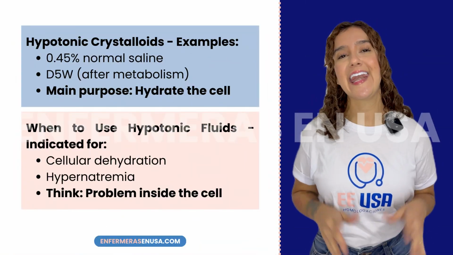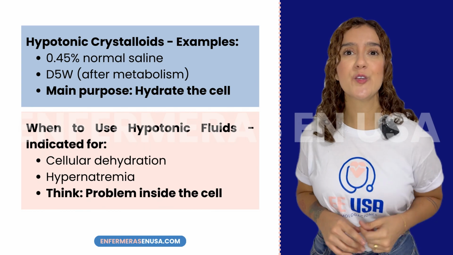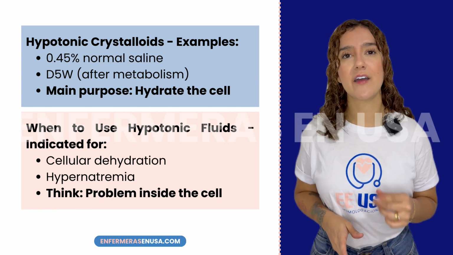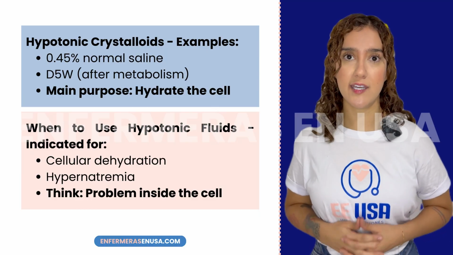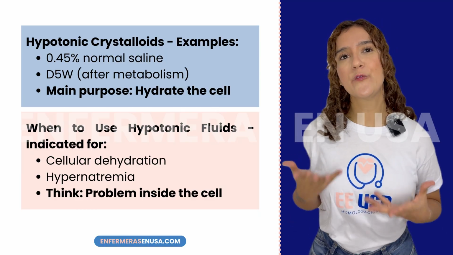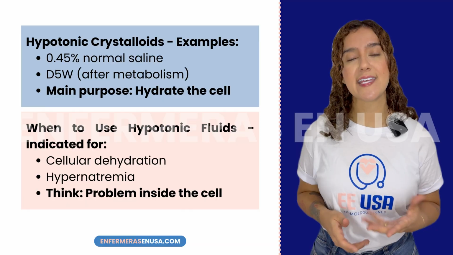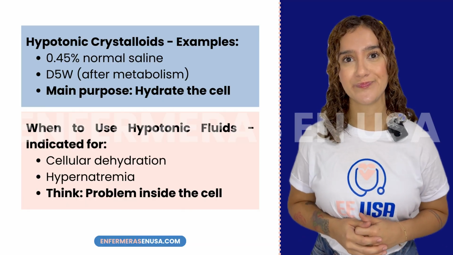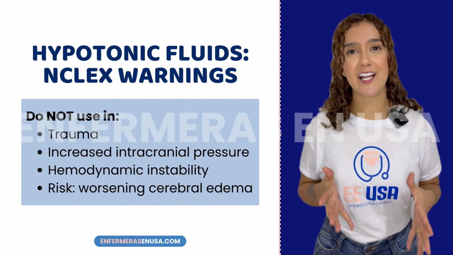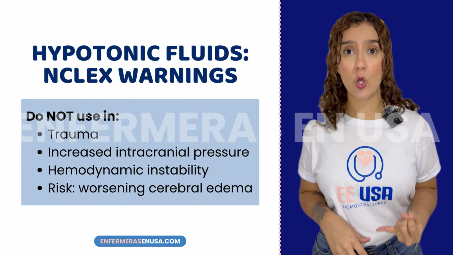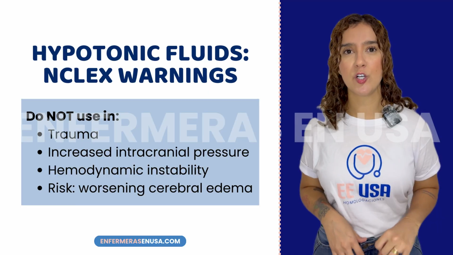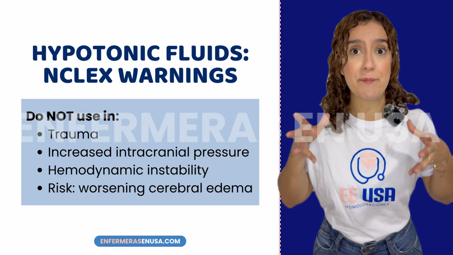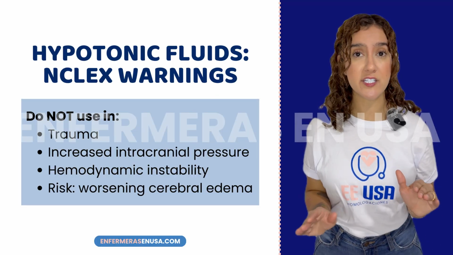Hypotonic crystalloids. Now, the ones the NCLEX wants you to use carefully. 0.45% normal saline and D5W after it is metabolized. What are they used for? When the problem is inside the cell, such as cellular dehydration or hypernatremia. Here comes the classic NCLEX trap. If the patient has trauma, increased intracranial pressure, or is hemodynamically unstable, eliminate hypotonic fluids immediately. These fluids can worsen cerebral edema.